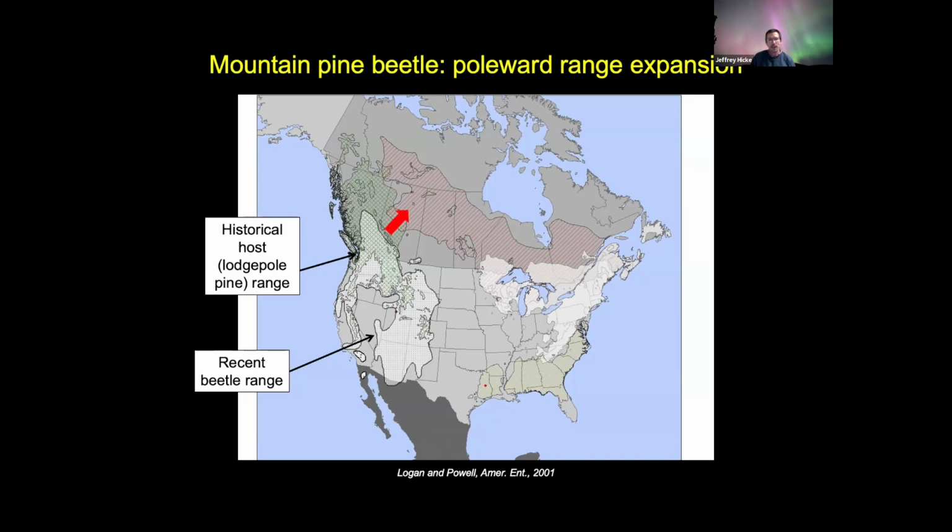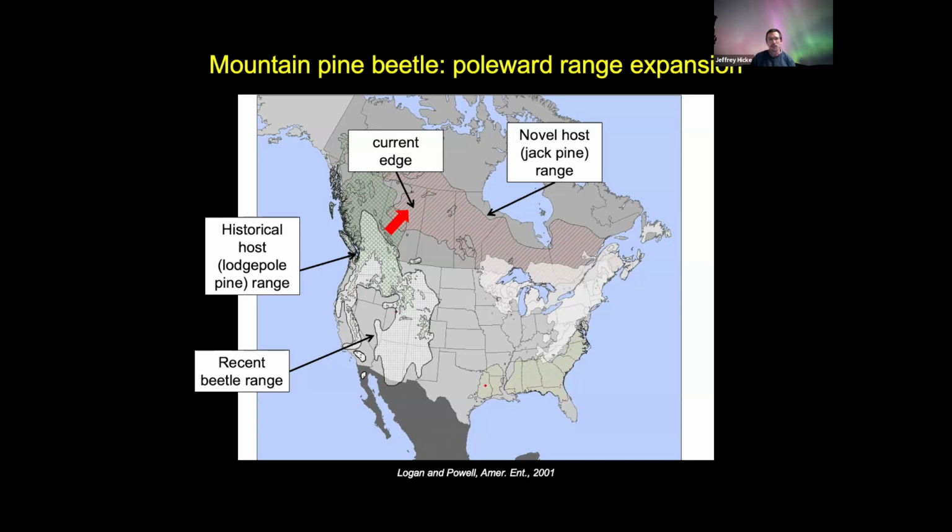However, in the last outbreak that was in the mid-2000s, it was observed that the beetle was moving northward into this red-hatched area, which is a novel host, jack pine, that was previously known to be a suitable host, but mountain pine beetle hadn't been documented in this host previously. But the current edge of the mountain pine beetle front, if you will, is in eastern Alberta.